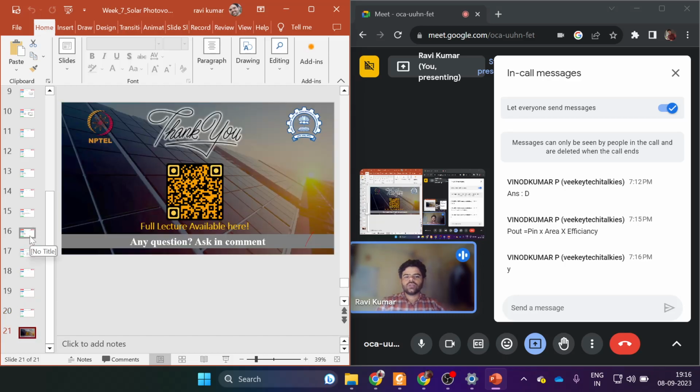Okay. So that's it about today. So in the next class, we will be discussing some characterization technique related to this solar photovoltaic solar cells or modules.